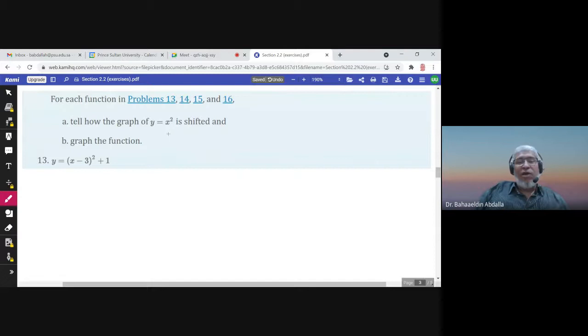Tell how the graph of y equals x squared is shifted. Well, 3 units right and 1 unit up. So what would be the vertex, the new vertex? When we take it 3 units to the right, it would be 3, 1 unit up, 3 and 1.